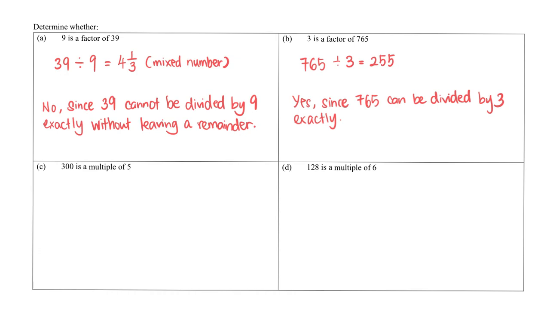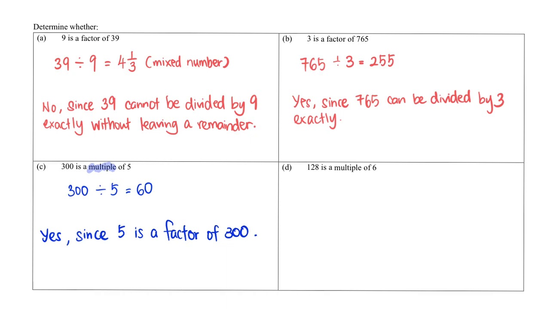And now the focus changed to multiples. So for this particular question, we just need to check that if 300 divided by 5 gives me a whole number, in this case 60, then yes, since 300 can be divided by 5 exactly, and since 5 is a factor of 300.